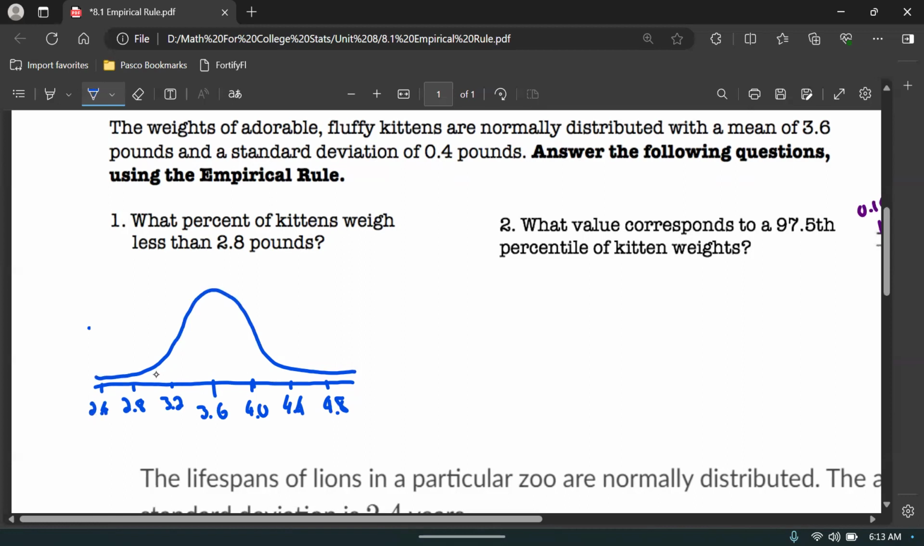All right. It's not the most perfect to-scale graph, but it gets the job done. So now it's asking what percent of kittens weigh less than 2.8. Let's label these. You have the mean in the middle. We have 1 standard deviation, 2 standard deviations, 3 standard deviations, and then -1 standard deviation, -2 standard deviations, -3 standard deviations. You're going to notice that 2.8 is right here at -2 standard deviations. And we're looking for the percent that weigh less than 2.8. So that's this area here, everything less than 2.8. We want to know what this percentage is.